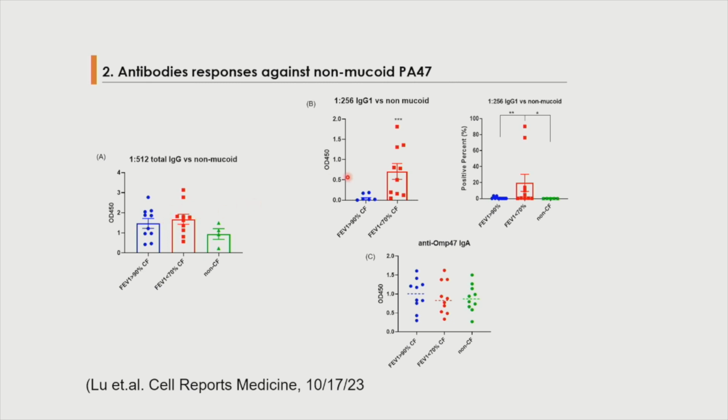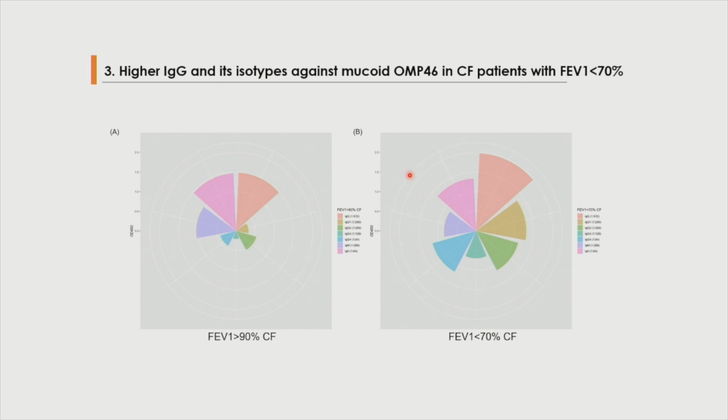But when you start looking at subclasses, there was a greater degree of IgG1 in CF patients with poor lung function. And then we did this again with the mucoid isolate. In this case, we saw very few antibodies in healthy controls, but obviously saw anti-mucoid Pseudomonas antibodies in patients with CF. And you can see that, again, there's a higher IgG1 concentration. This is a flower plot in patients with poor lung function.